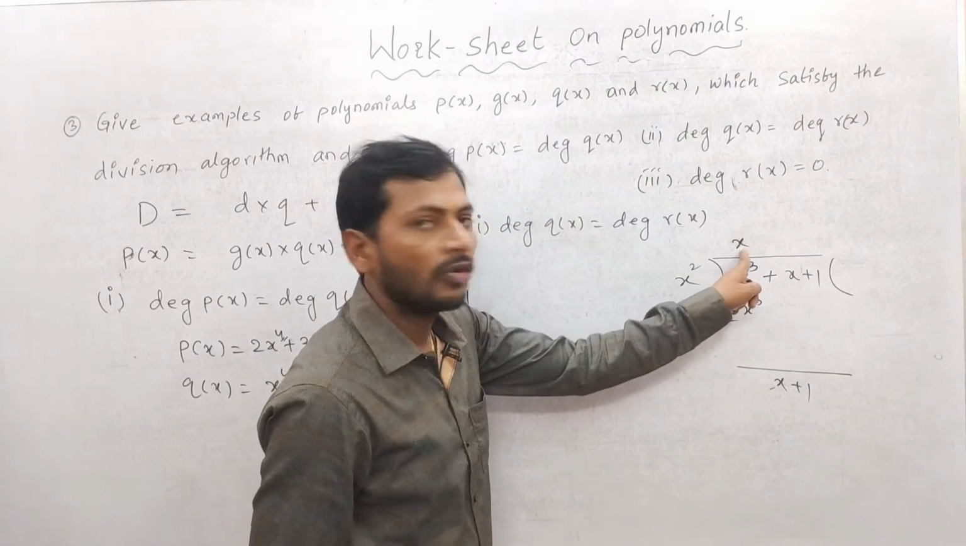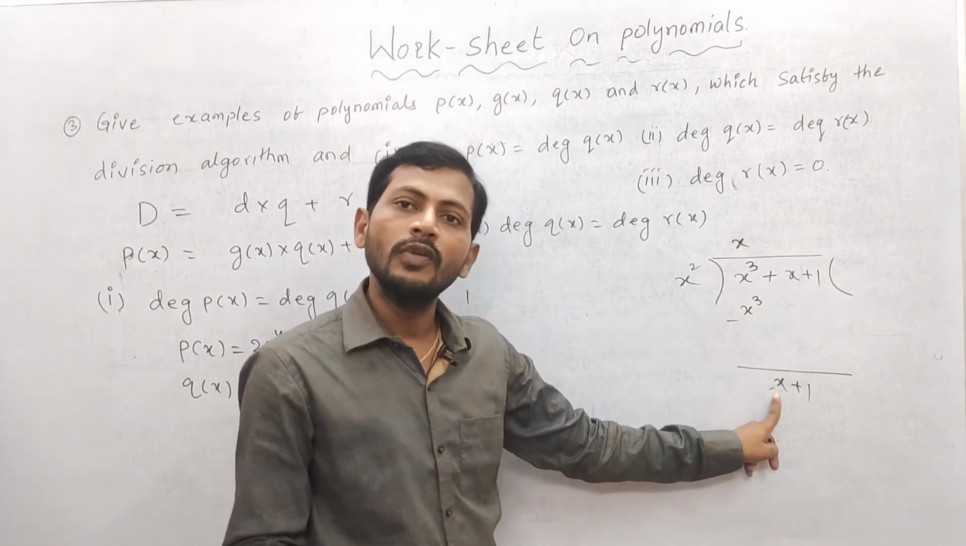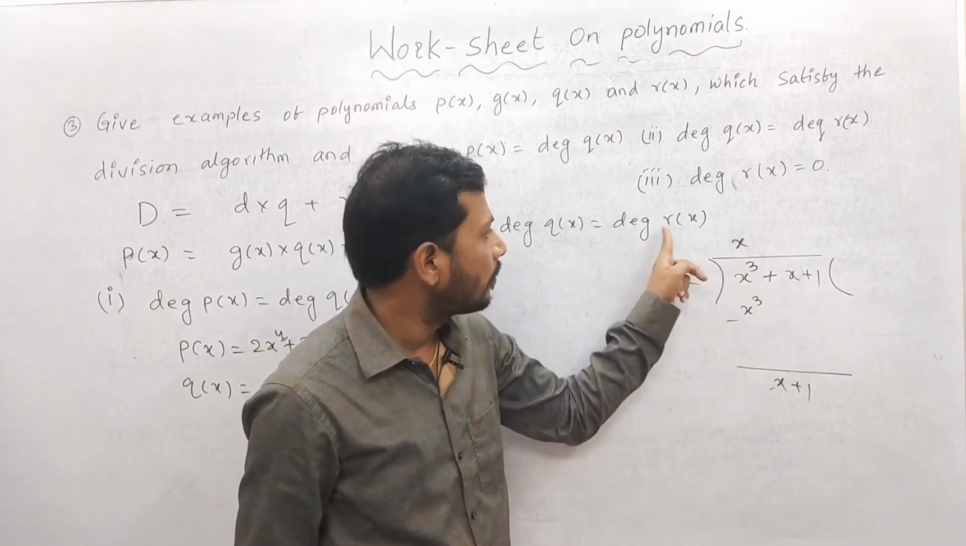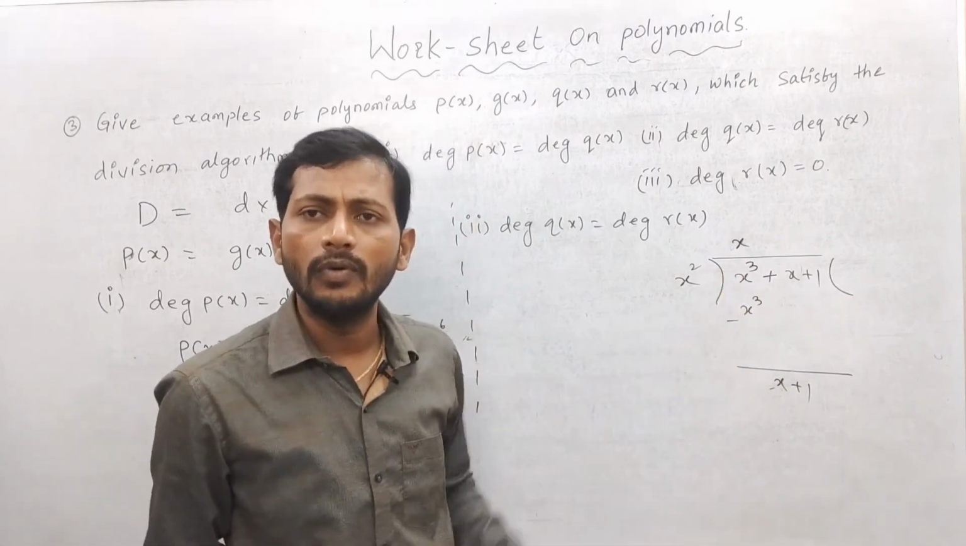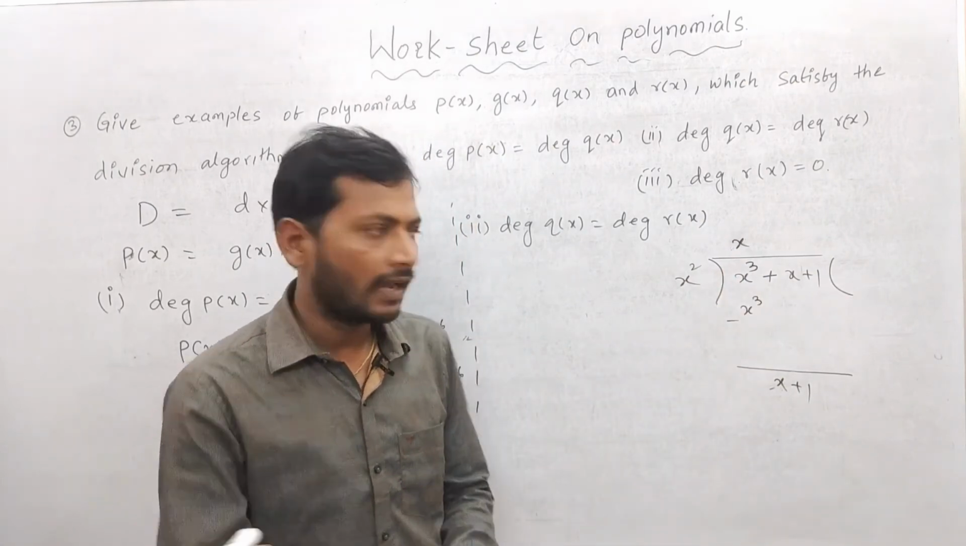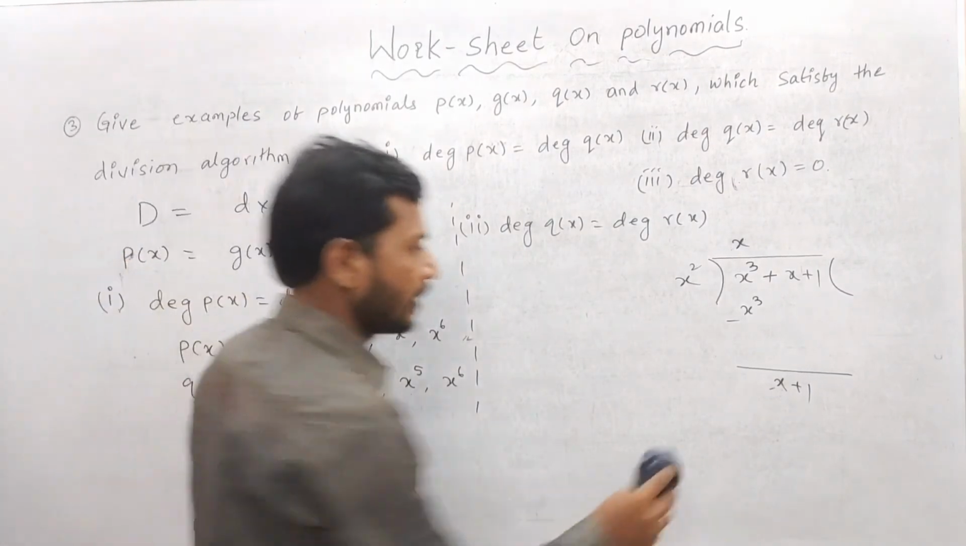Now the power of this is how much? 1. The power of this is how much? 1. So now what are we getting? The quotient power is 1, sir. This degree is also 1, sir. Then this is the example. If you get confusion, again I will explain. How will we do, sir? See the logic.